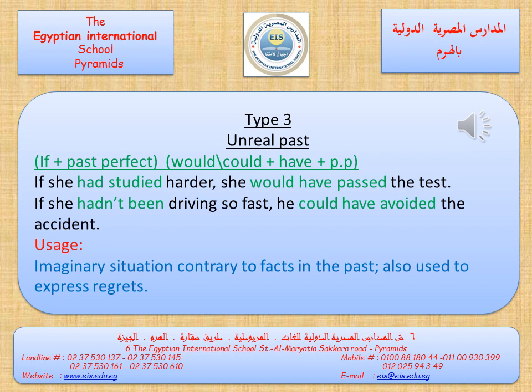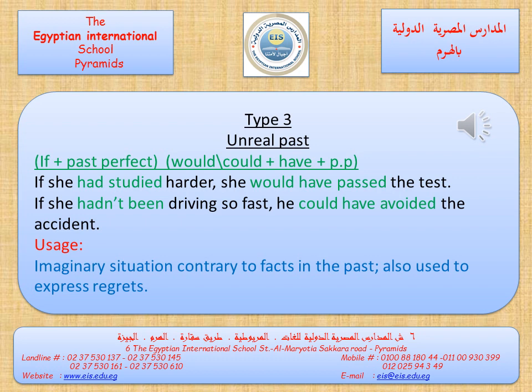What is the meaning of that sentence? If I had won the lottery, I would have bought a house. It means the condition here is impossible. In reality, I did not buy a house because I did not win the lottery.